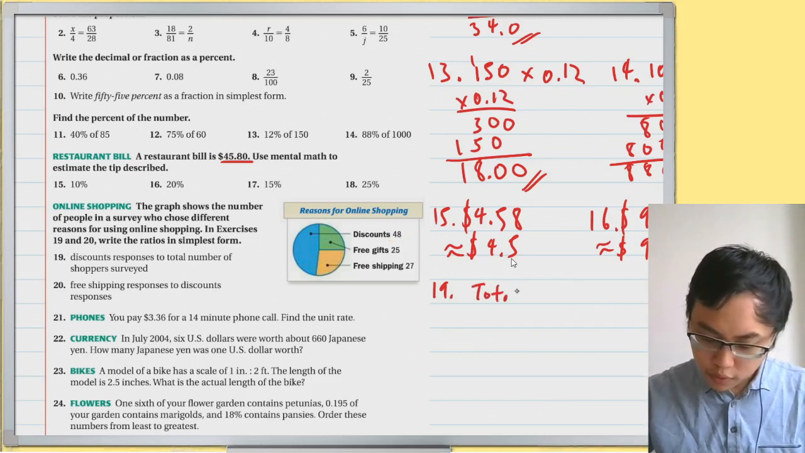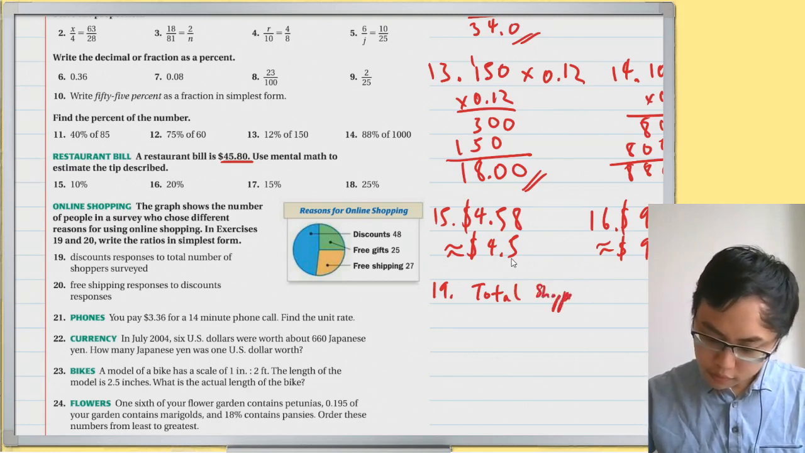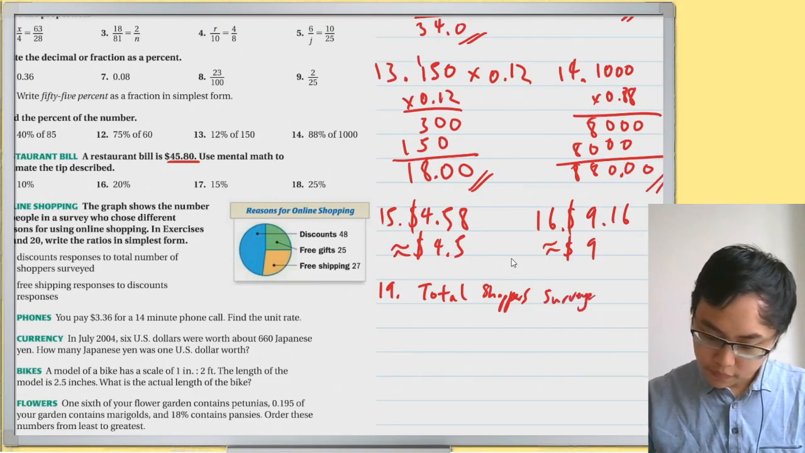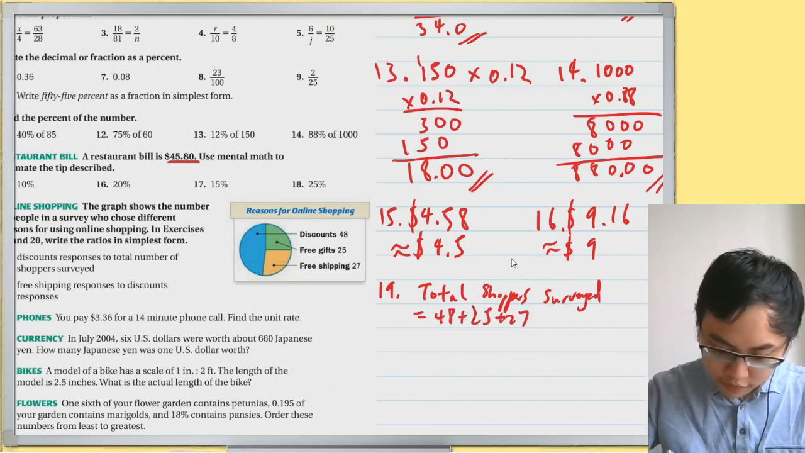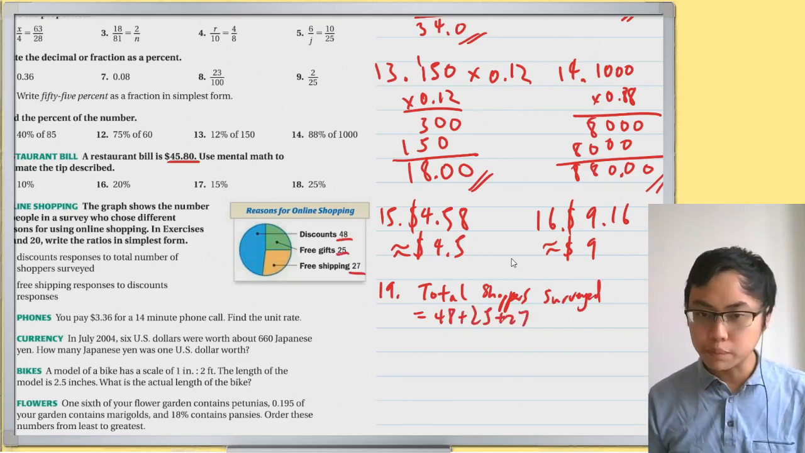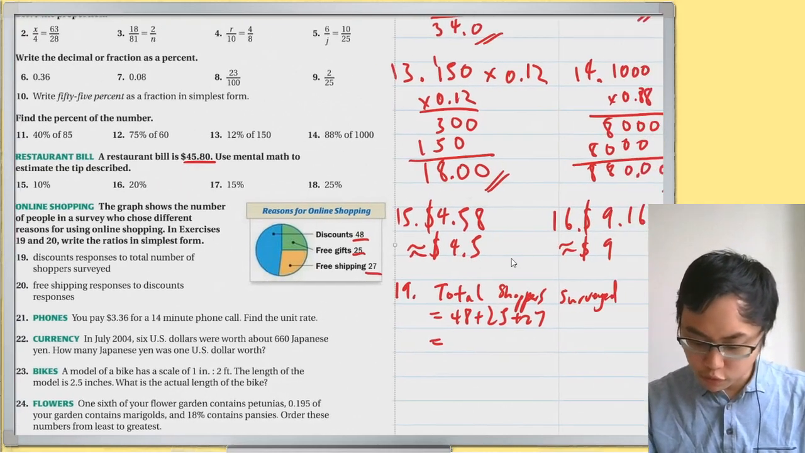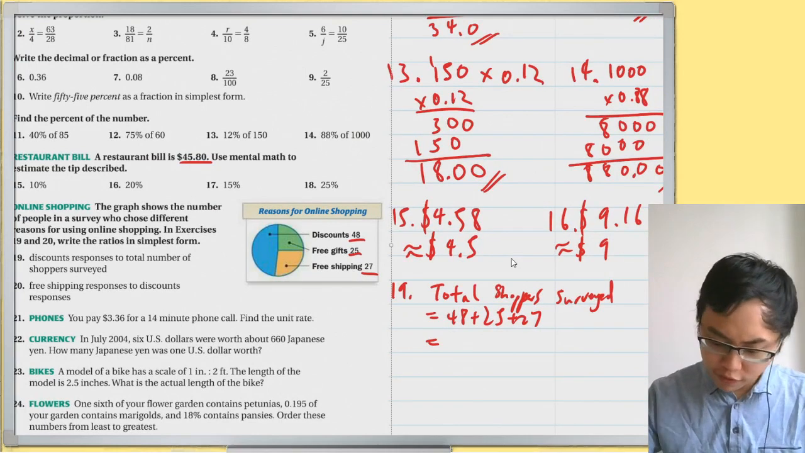So total amount, total shoppers surveyed is equal to 48 plus 25 plus 27. Those are the amounts of people surveyed. Once you add them together, 48 first plus 27 will be 75. 75 plus 25 is 100.